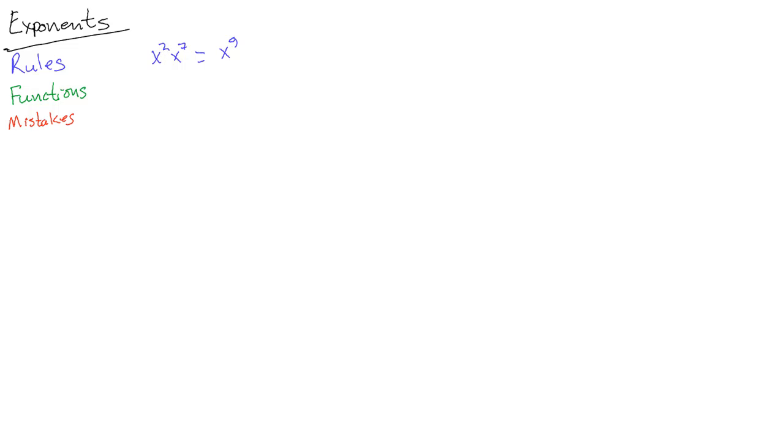Now, why is that, you ask? Well, there are two x's here. That's what x squared means, x times itself, and there are seven x's right there. So that's 9 x's all multiplied together. That's why they add.